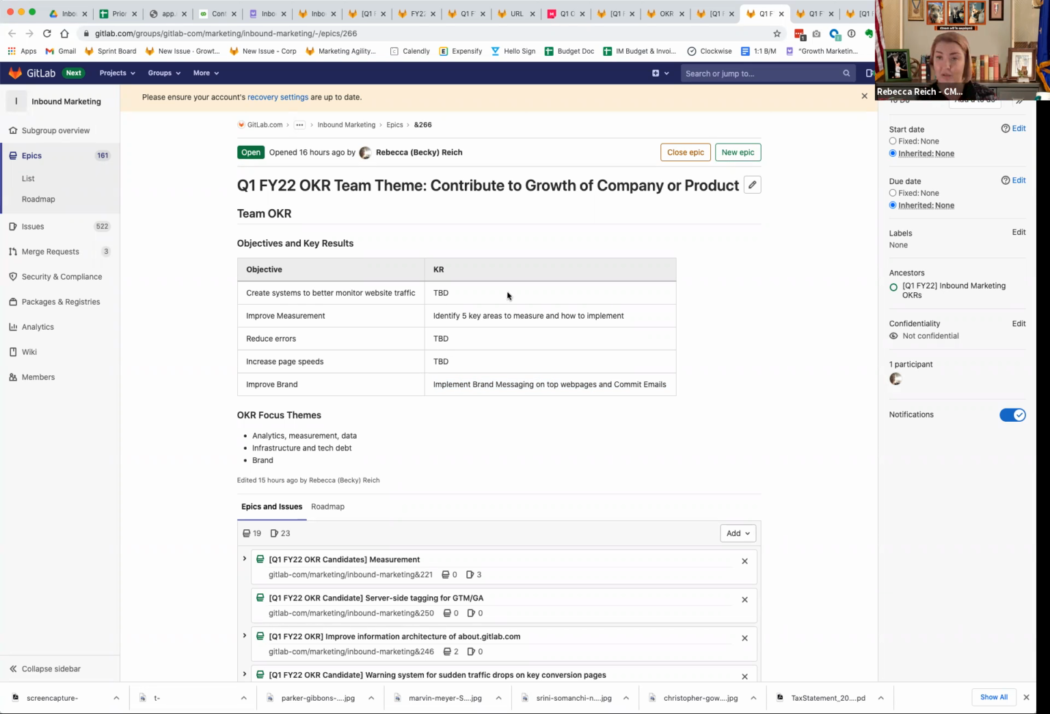These I'm going to look to Shane and Michael to contribute on the actual KRs for them to make sure that I am setting realistic expectations or something that's a good goal to aim for.